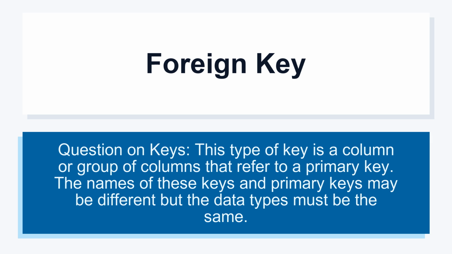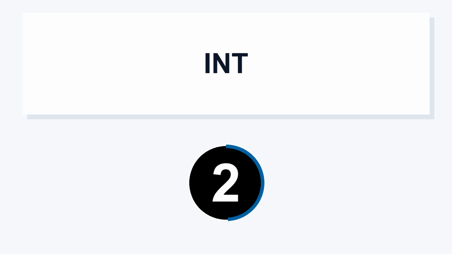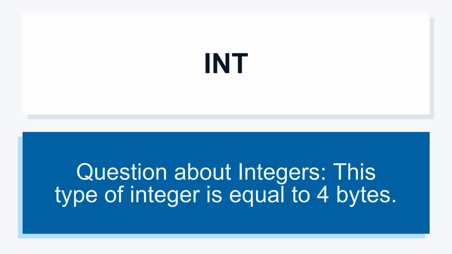Foreign key. Question on keys. This type of key is a column or group of columns that refer to a primary key. The names of these keys and primary keys may be different, but the data types must be the same. Int. Question about integers. This type of integer is equal to 4 bytes.